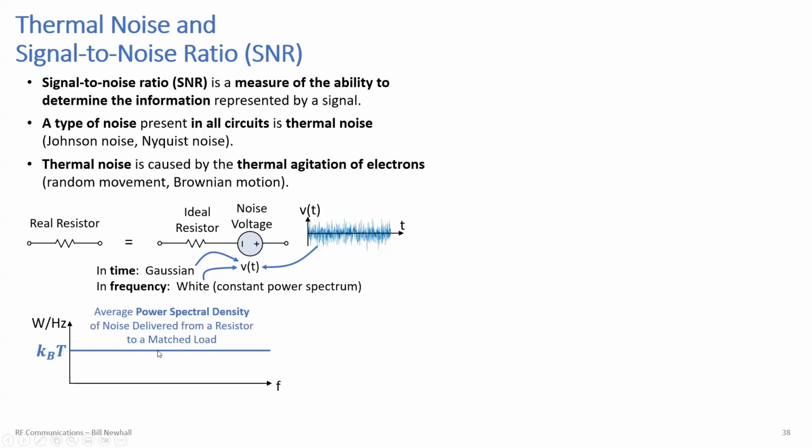The value of that noise versus frequency is going to be kB times T, where kB is Boltzmann's constant, and T is what we call temperature, or noise temperature. This is going to tell us, for components in our receiver and our overall receiver, what the noise is going to be like at any point in the circuits. So we're going to use this noise temperature value to quantify noise, because that itself quantifies the power spectral density of noise delivered from a resistor to a matched load.